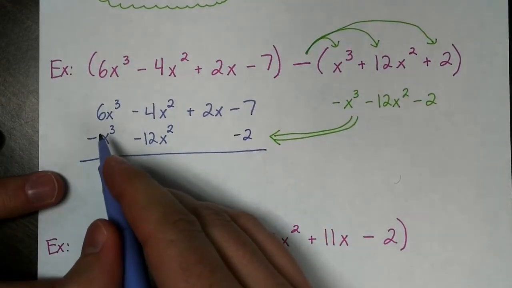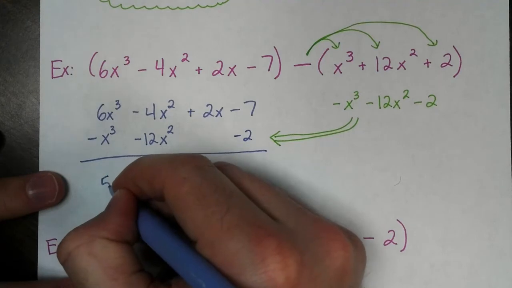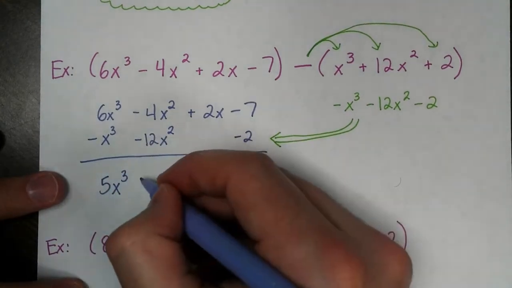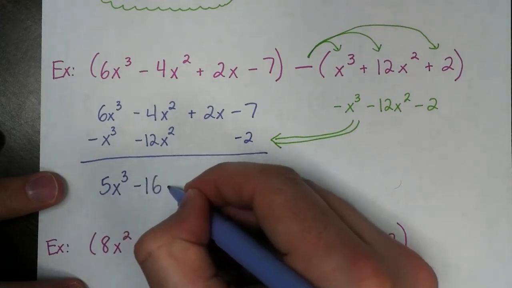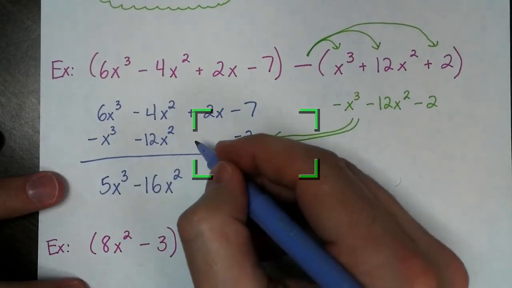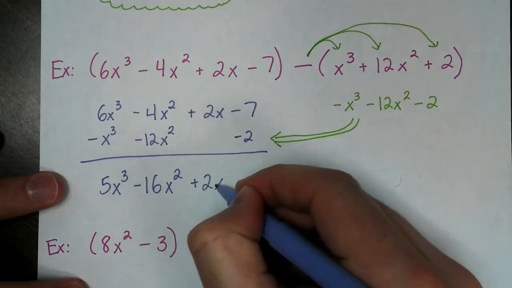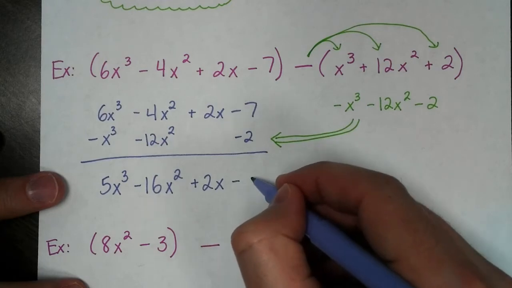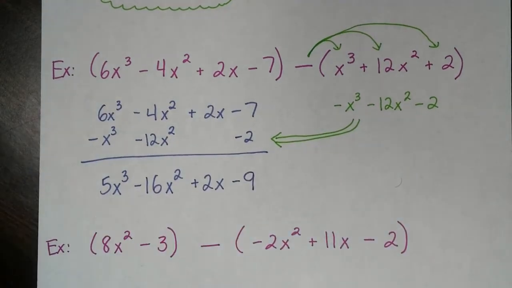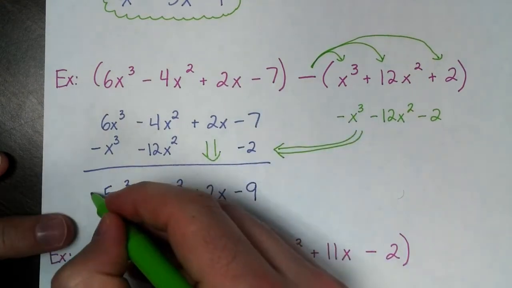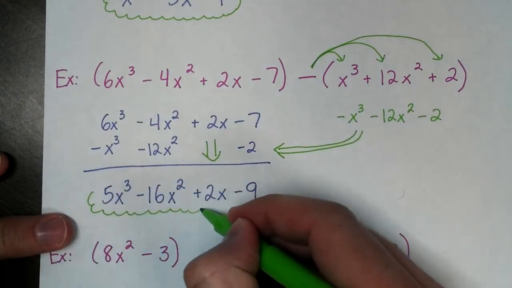6 minus, this is a 1, so 6 minus 1 is 5x to the third. Negative 4 minus 12 would be negative 16x squared. We didn't do anything with this 2x, so it just comes down to be 2x. And then negative 7 minus 2 would be a negative 9. So again, we brought that down, and that would be the final answer.